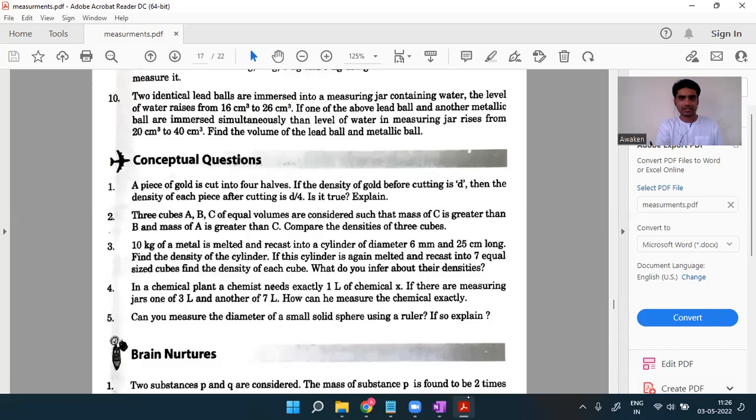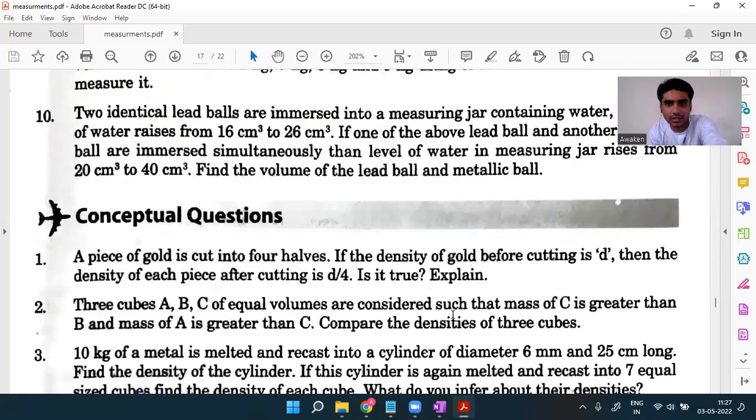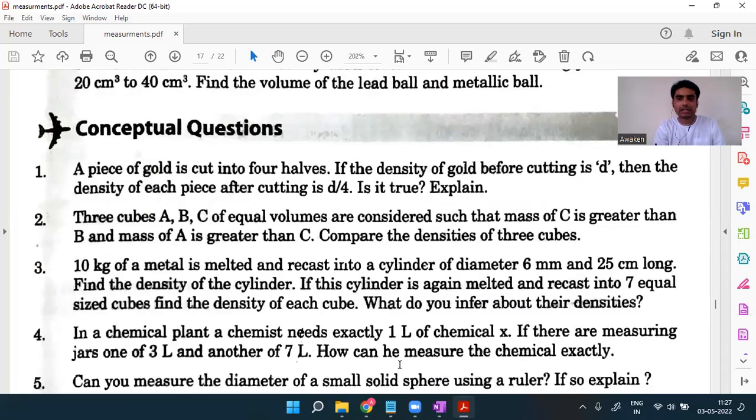My screen visible now? Questions? Yes. So now do you try to solve the second part of this question? Okay. If the cylinder is again melted and recast into 7 equal sized cubes, find the density of each cube. Density remains same. Because density won't change, right? Though the mass and volume also keep changing, because they also reduce, so the density will remain same.